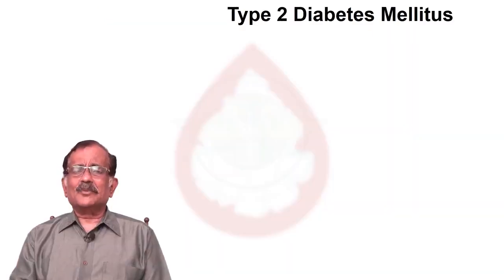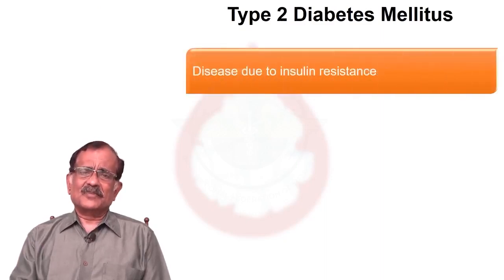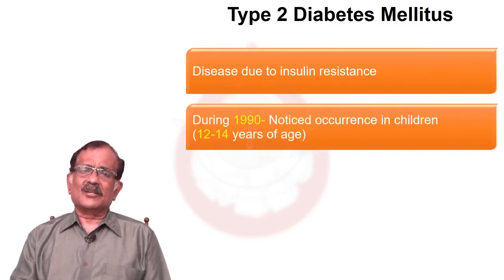Whereas type 2 diabetes is a disease due to insulin resistance, which was usually seen in people above the age of 30 plus. That was the usual thing. But from the 1990s onwards, it was noticed that even this so-called insulin resistant type 2 diabetes can occur in children also. It has been named type 2 diabetes of the young.